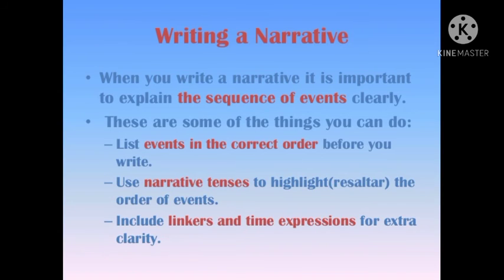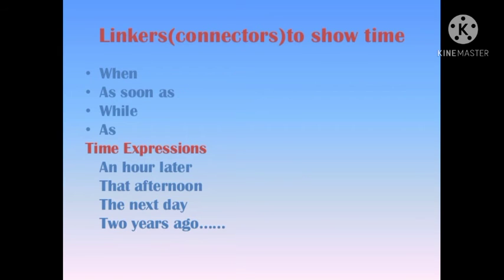When you write a narrative, it is important to explain the sequence of events clearly. These are some of the things you can do. List events in the correct order before you write. Use narrative tenses to highlight the order of events. Include linkers and time expressions for extra clarity. The linkers to show time, for example, when, as soon as, while, as, can be used to show some time expressions. For example, an hour later, that afternoon, the next day, 2 years ago, etc.